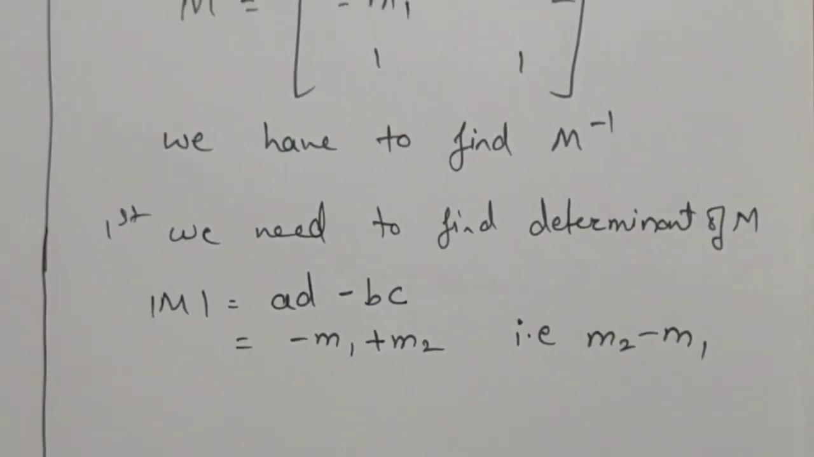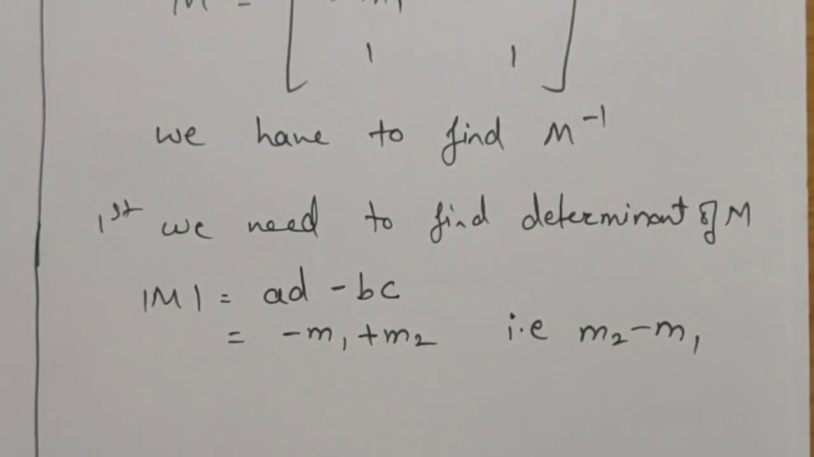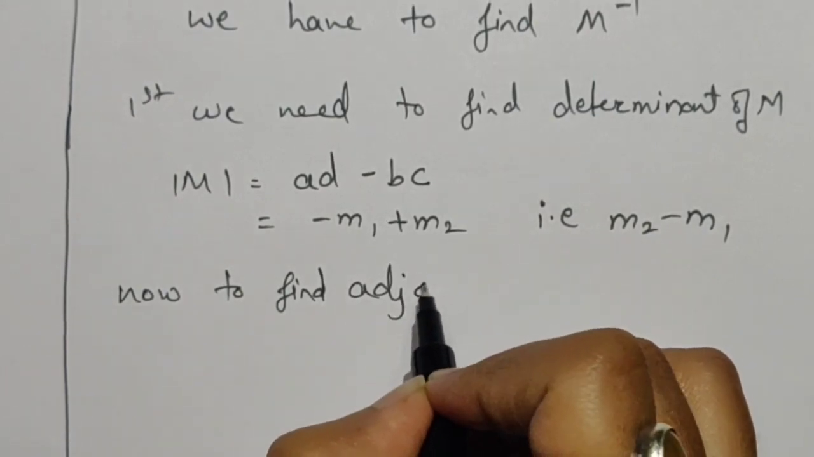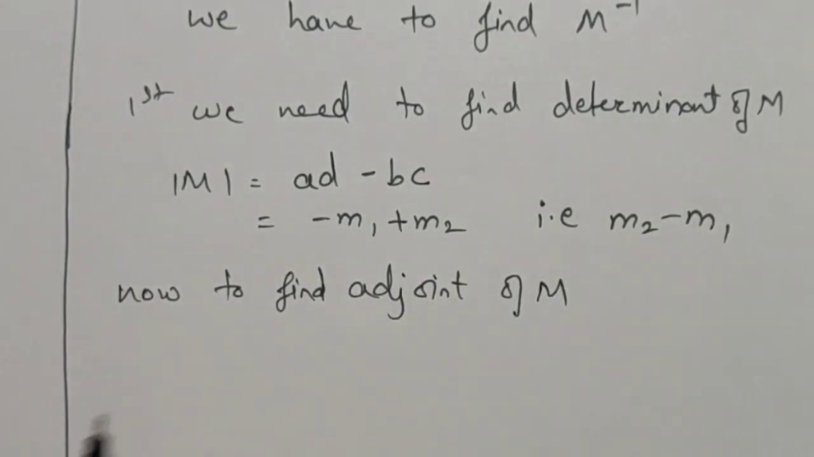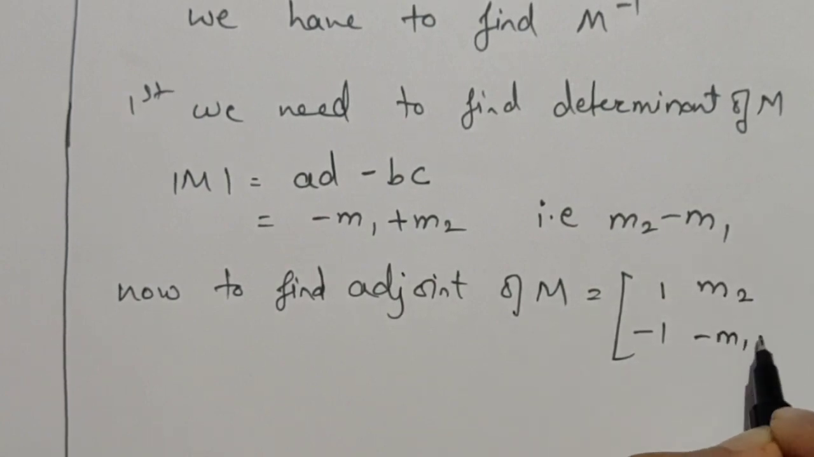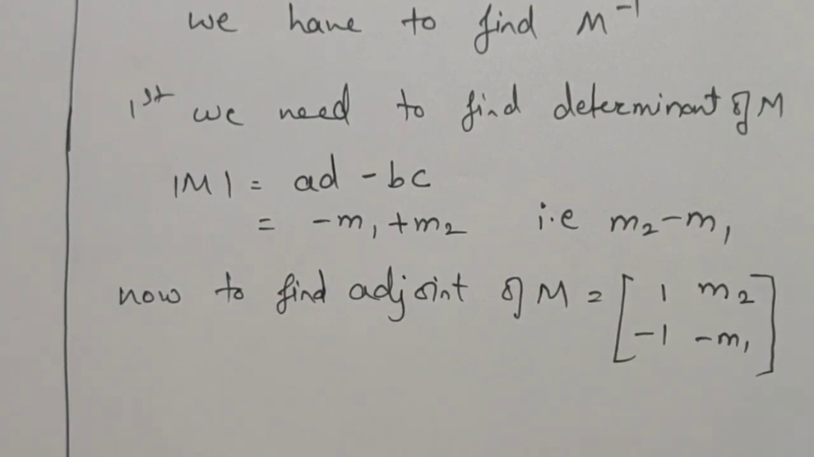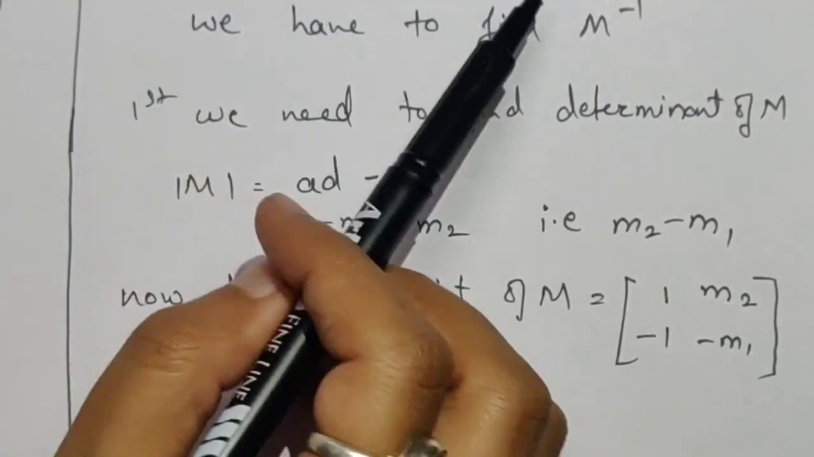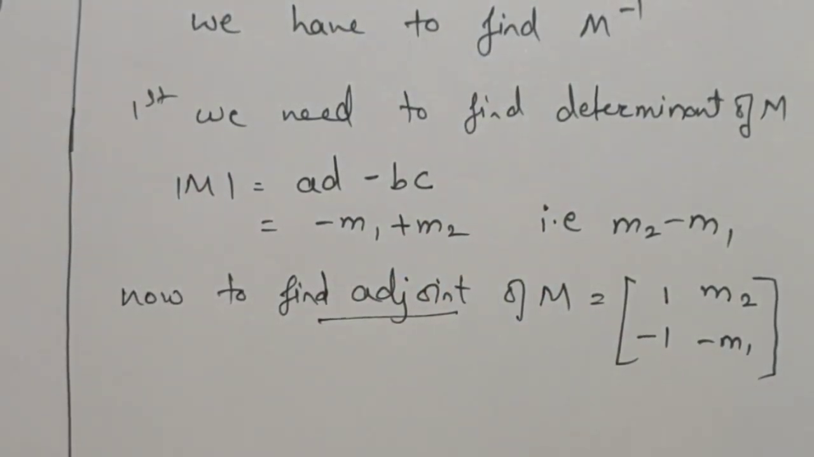Okay, so we had found the determinant of matrix M. Now we will find the adjoint of M. So to find the adjoint of M, we have 1, minus 1, m2, minus m1. We find the adjoint by interchanging the diagonal values and making a and b as minus a and minus b. So now we have found the adjoint of M.